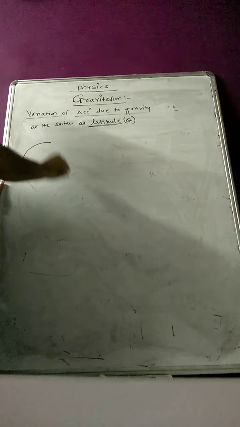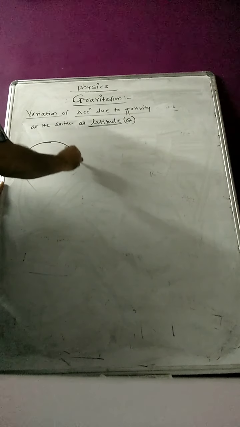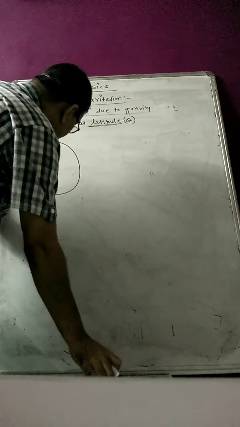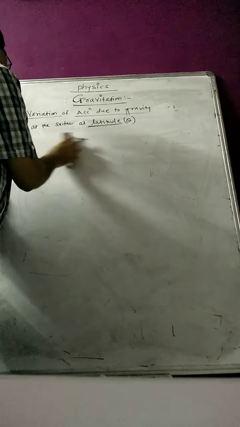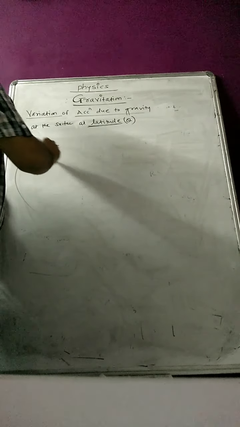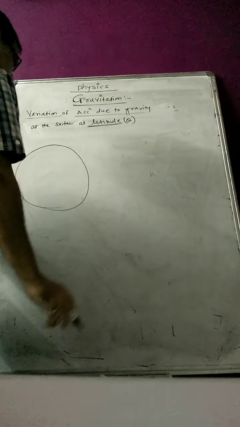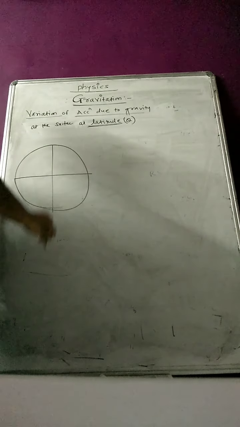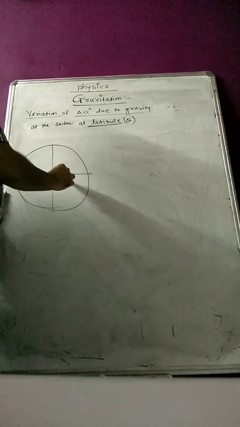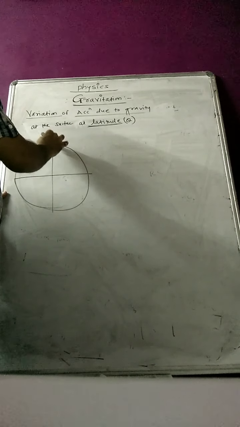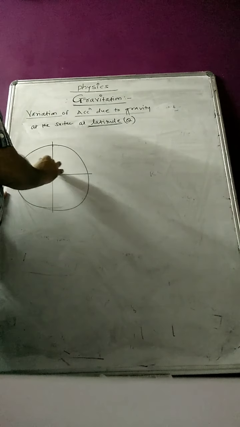So suppose this is the earth surface, and you can draw it properly. It is not exactly spherical, but we can draw it elliptical in shape. So this is the acceleration due to gravity, that is the earth, and this is the radius of the earth. We can also say that this is the polar axis and this is the equatorial plane.